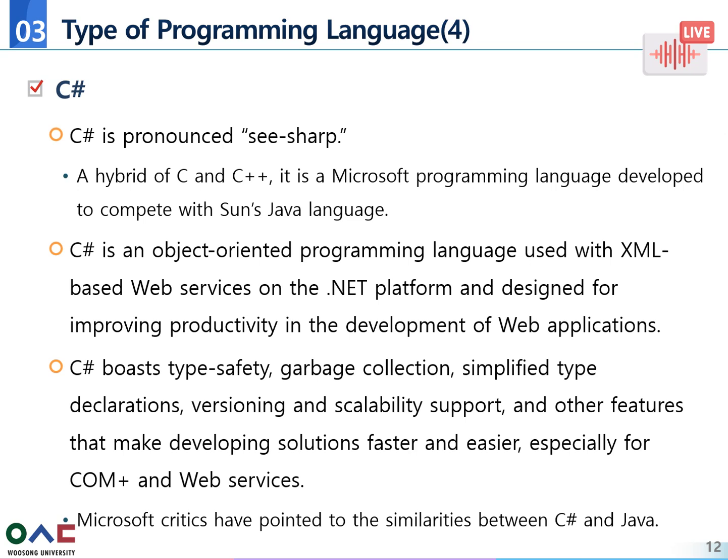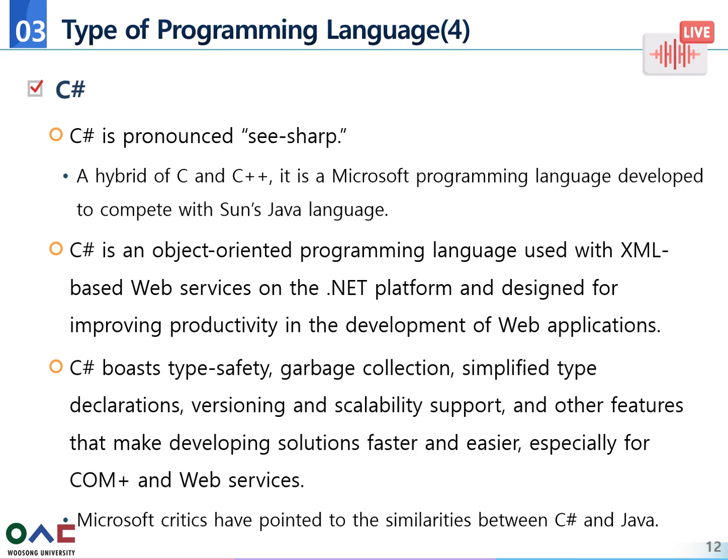C#. C# is pronounced C sharp. A hybrid of C and C++, it is a Microsoft programming language developed to compete with Sun's Java language. C# is an object-oriented programming language used with XML-based web services on the .NET platform and designed for improving productivity in the development of web applications.